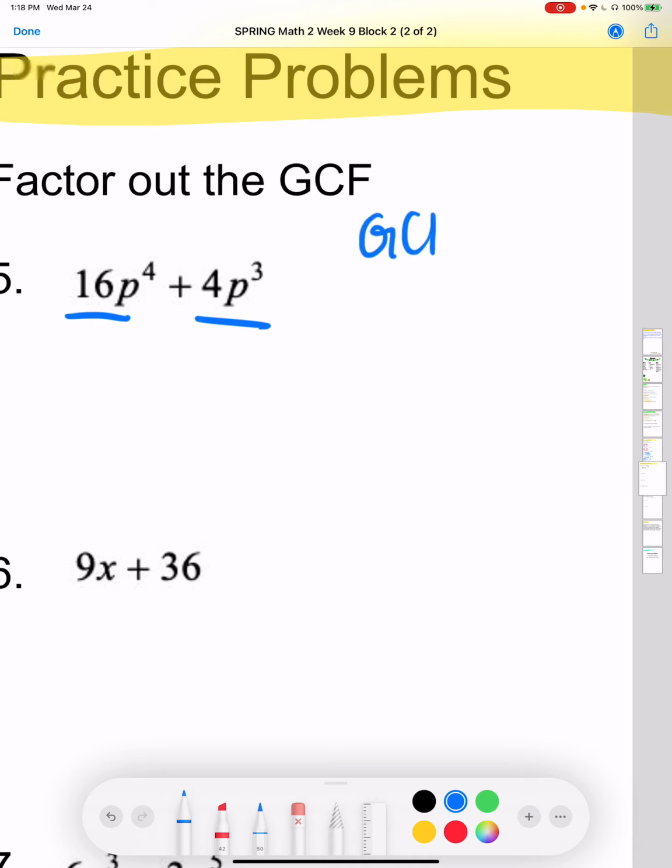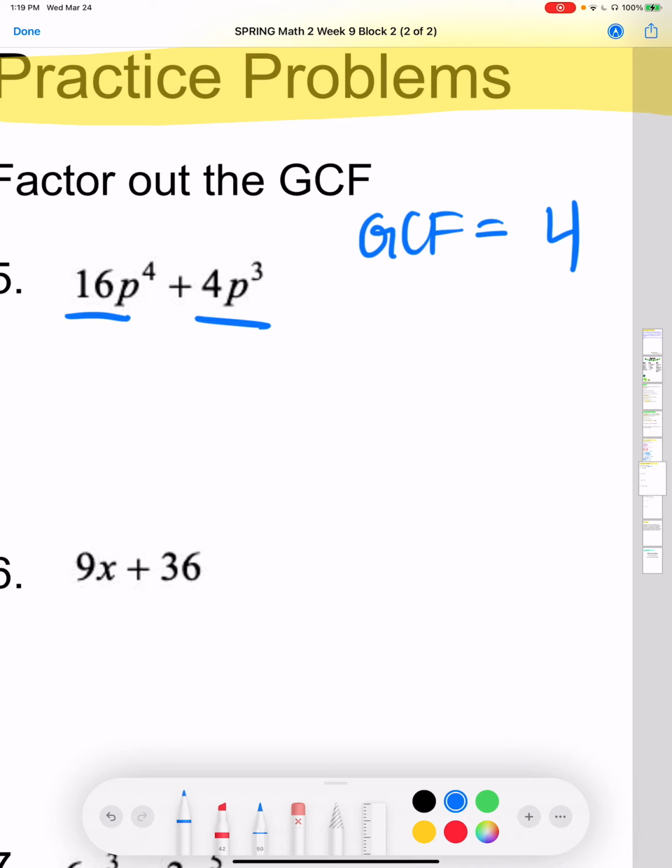Now, when we're looking at our GCF, you're thinking of, okay, what's the greatest number that 16 and 4 are divisible by? So my GCF for those is 4, okay? Because 16 is divisible by 4. 4 is also divisible by 4. It's the greatest common multiple, okay? So that means it's the greatest common factor. So I'm going to go ahead and write 4.